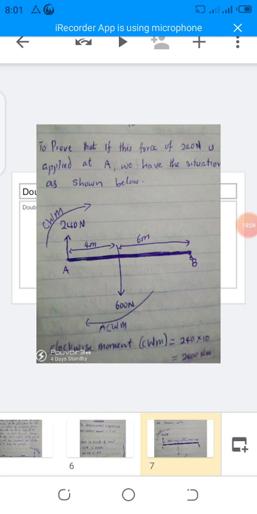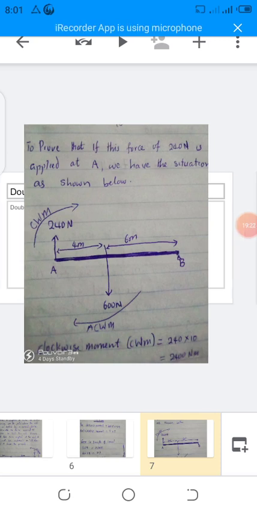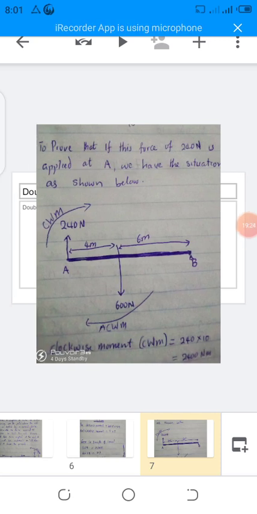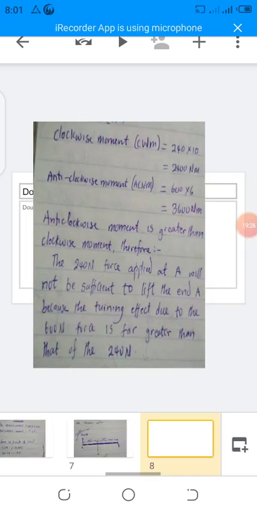Let us find out that. So the moment at this point will be 240 Newton, which is the force, times the distance from where that force is acting to the support B. And the distance there is 6 plus 4, which is 10. So 240 Newton times 10 will give us 2,400 Newton meter. That is the clockwise moment. Let's check the anti-clockwise moment.